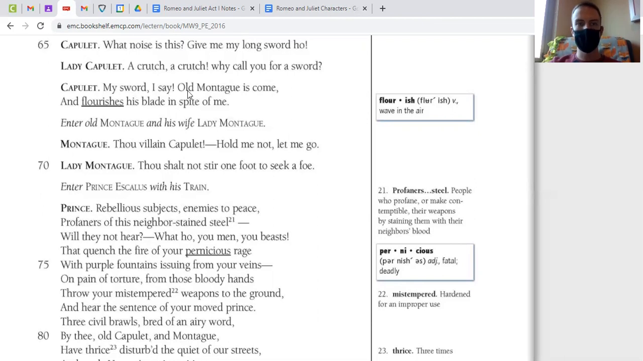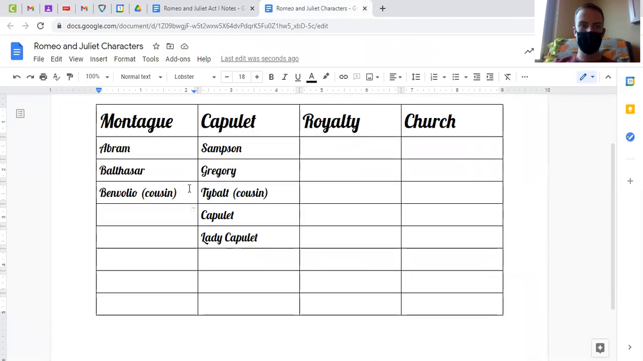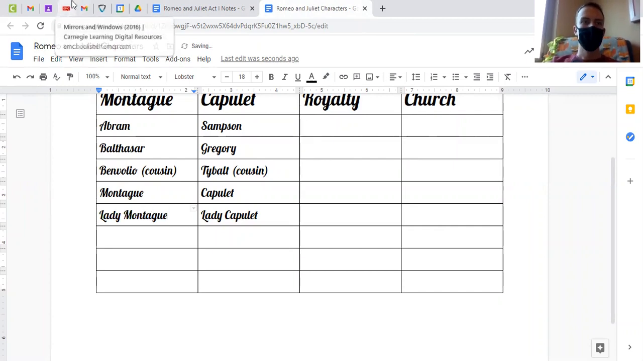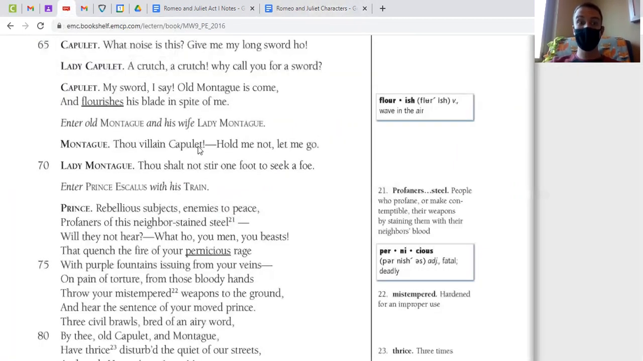Capulet insists on his sword. He says, "Old Montague has come," and flourishes, or as you can see over here, waves in the air his blade in spite of me. So Montague's on the other side, waving his sword around. Enter old Montague and his wife, Lady Montague. So we'll add them in here too. We're doing a lot of characters right off the bat. Montague and Lady. They essentially have the same thing.